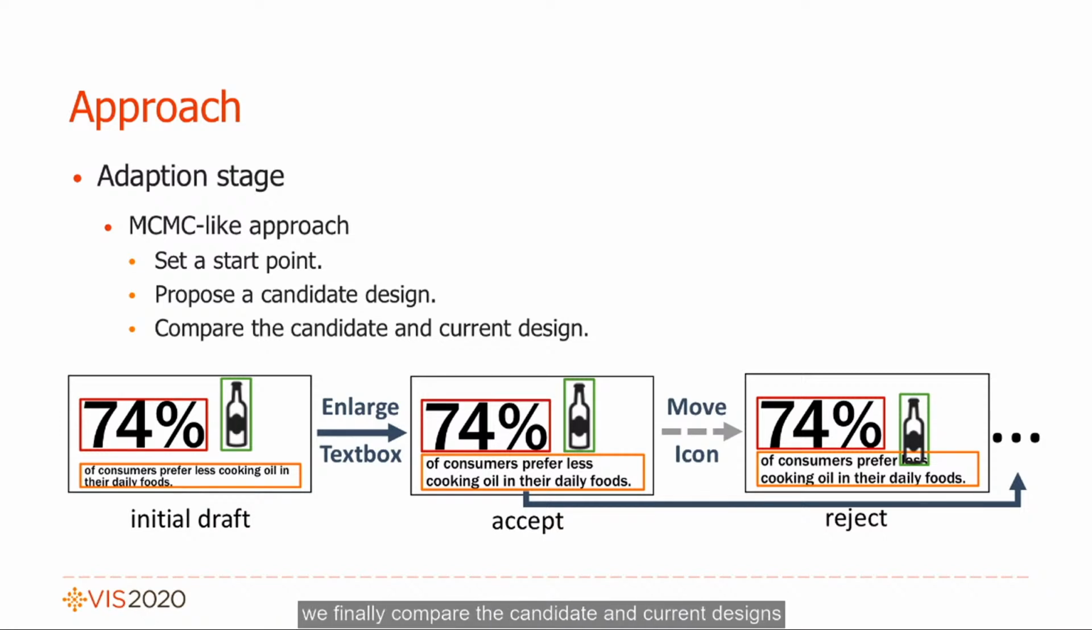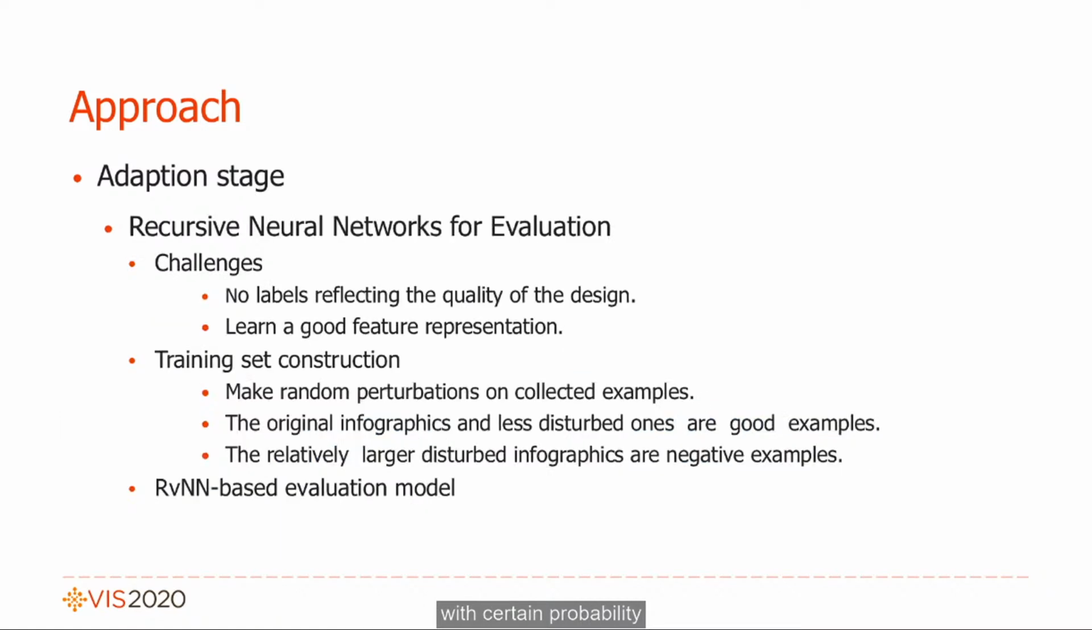We finally compare the candidate and the current designs. If it is better than the original design, we accept the proposed one. Otherwise, we just reject the proposed design with certain probability. To effectively discriminate which candidate design is better, we need to train a neural evaluator. However, we face two challenges.